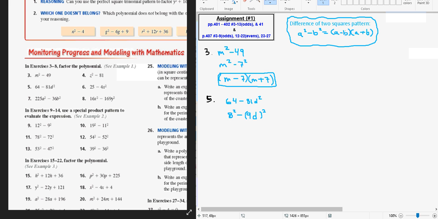So in the pattern here, you replace a with 8 and b with 9d. So this becomes, instead of a, I'm going to put 8, minus, instead of b, I'm going to put 9d, times the quantity, instead of a, I'll put 8, and instead of b, I'll put 9d. And again, you could double check this by FOILing it out. 8 times 8 is 8 squared, or 64. The outside and inside will cancel out, because you're going to get a positive 72d and a negative 72d. And then the last two will give you a negative 81d squared. So that is what we started with, so that's correct.